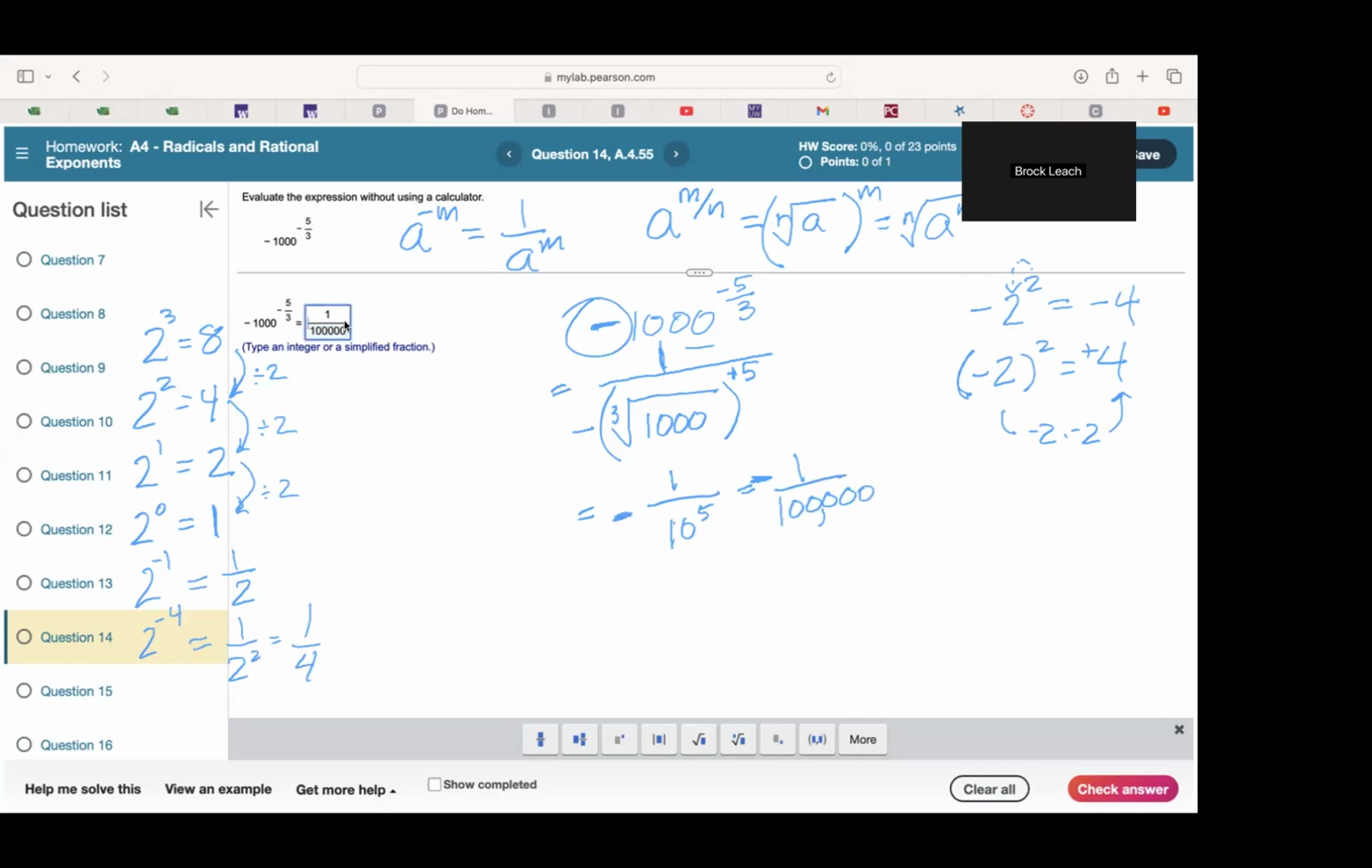Oops, and I want to put the negative. You can either put it out front, or I think if you put it on top or bottom, it'll accept it. Let's see if we put it on bottom, if it would accept that. I think it will. Yes, it should.